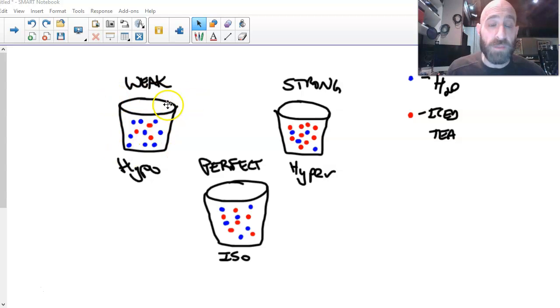So the first one is going to be weak. It's going to have more water than sugar, and that is what we consider to be a hypotonic solution. My next example is going to be really strong iced tea.